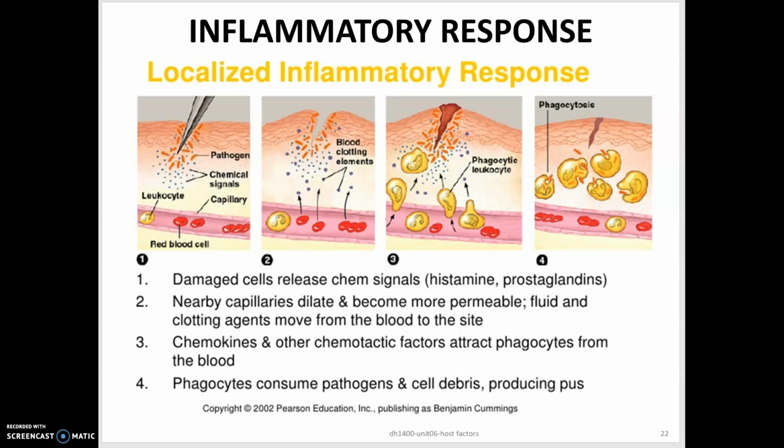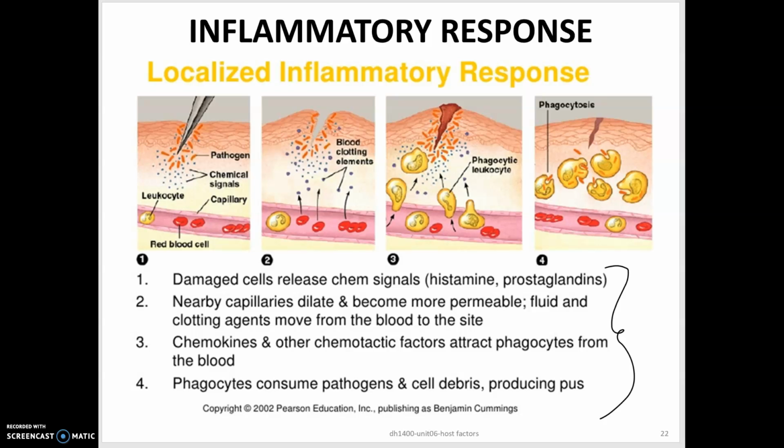Now this slide is showing the exact same thing, a localized inflammatory response, and then the description down in the bottom gives you what's happening in the 4 different panels, and it's pretty much exactly what we talked about in the last slide. If you think about what we associate with inflammation, redness, pain, heat, swelling, it's all explained in these figures. We get our redness because the blood vessels dilate, and more blood moves to the area of damage, so it starts to turn our skin a darker red.